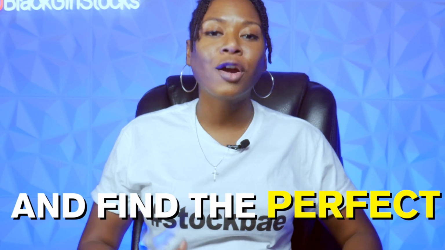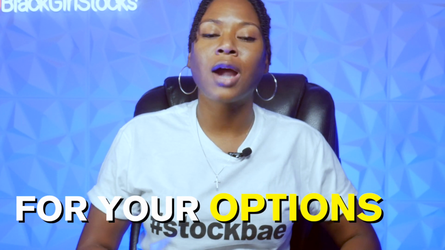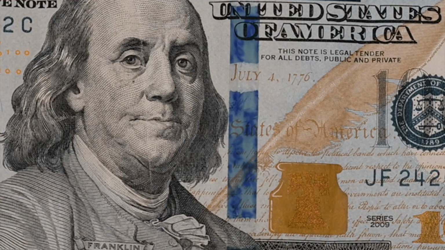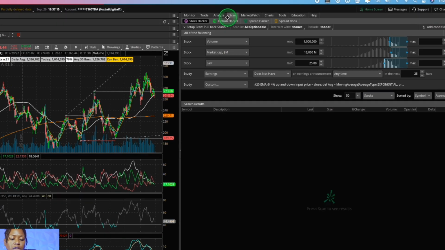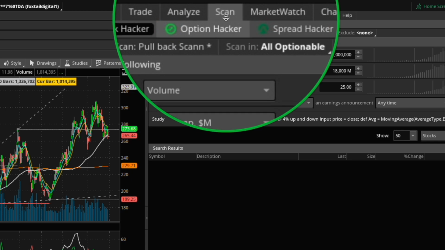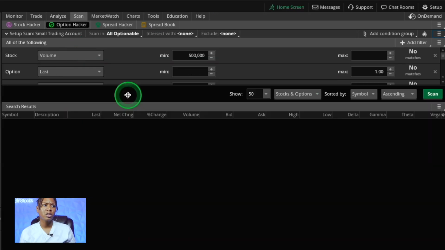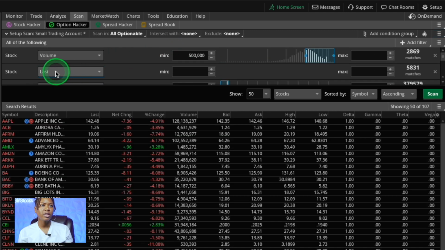Another way that's even easier, you can literally just create screeners and find the perfect lower price stocks for your options at any level. So this is Thinkorswim right here, and you can see that we're in our scanner. Okay, so this is the scan. So let's say, for example, you want to trade stocks that have a volume of at least 500,000. I really say a million, but you can say 500,000. The last price, so you can have a minimum of $5 for the stock and a maximum of maybe $100.